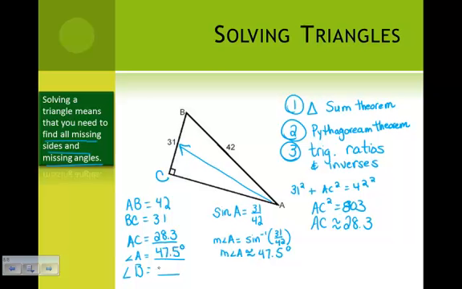And then to find angle B, I'm going to use the triangle sum theorem. So I've used Pythagorean theorem, I'm going to use triangle sum theorem, I've used my trig ratios to do 90 minus 47.5 to get 42.5 for the measure of angle B. So we'll practice more like this in class, but remember to solve a right triangle, all you need to do is find all the missing sides and missing angles.